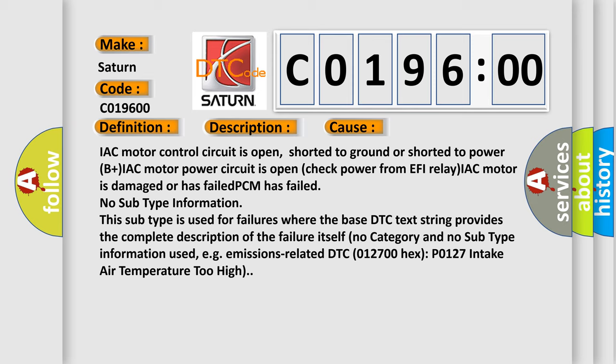This subtype is used for failures where the base DTC text string provides the complete description of the failure itself. No category and no subtype information used, e.g. emissions related. DTC 012700 hex P0127 intake air temperature too high.